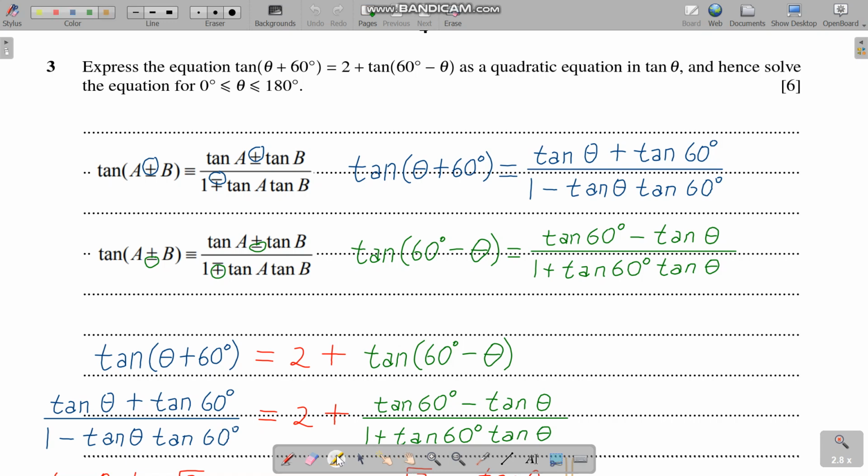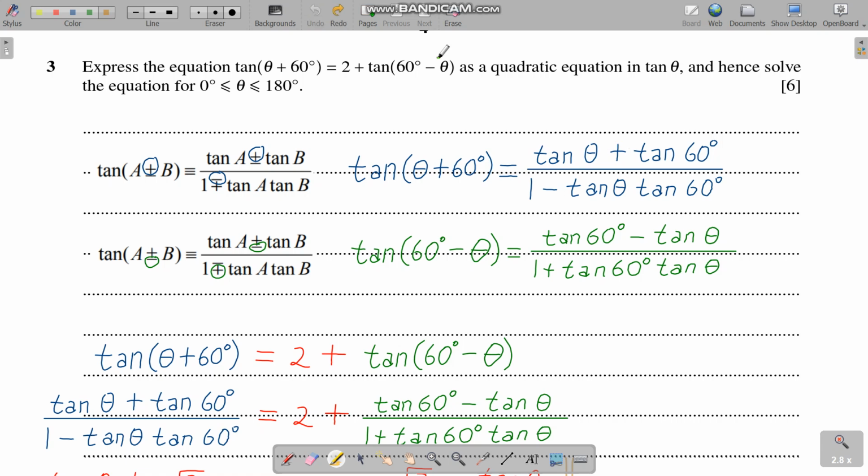So first of all, we have this compound angle for tangent in the MF19. For theta plus 60 degrees, you've got to use the plus, so the sign on top, plus or minus. So tangent of theta plus 60 is tangent theta plus tangent 60 all over 1 minus tangent theta tangent 60.